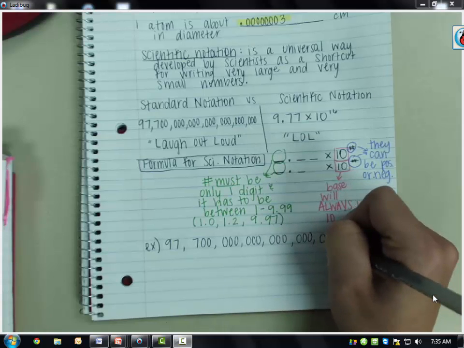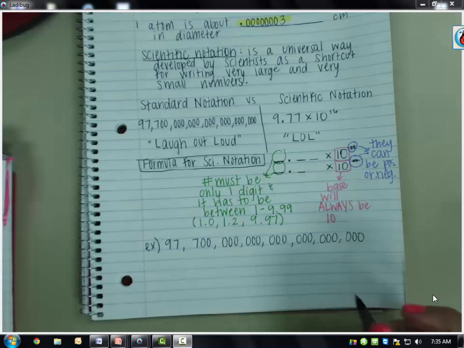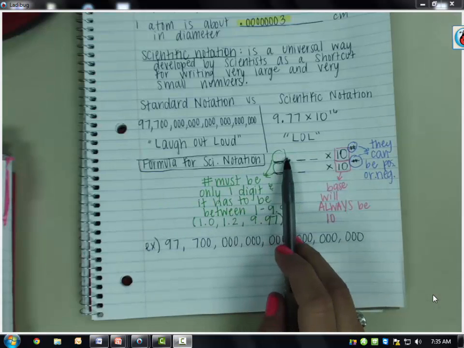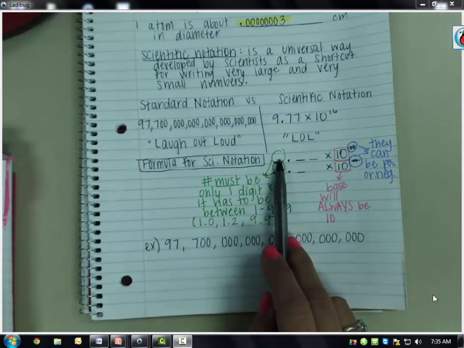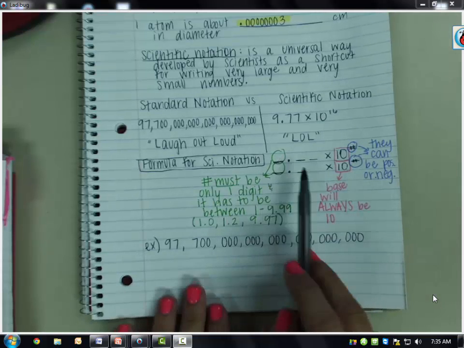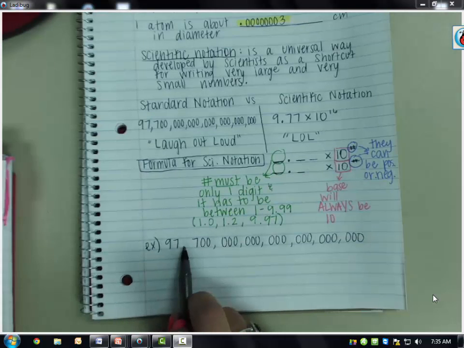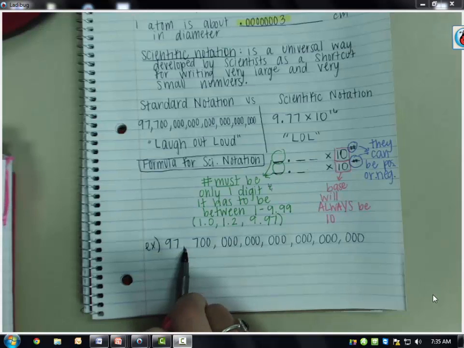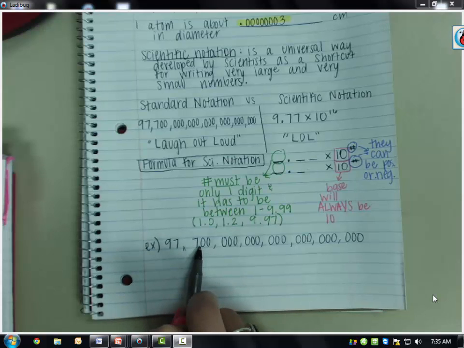Alright, so we know your first step is to figure out what this number is going to be. And I know that this has to be between 1 and 9. So I look at my number. Where is my number where I can have 1 and 9? Well, if I put my decimal here, it's not going to be between 1 and 9. That's 97. I need this to be between 1 and 9. If I put it here, it's 977. That's not going to work. So we need to put it right between the 9 and the 7.